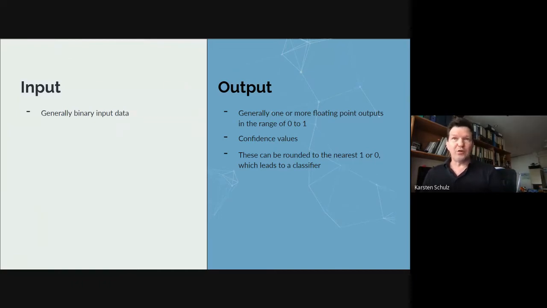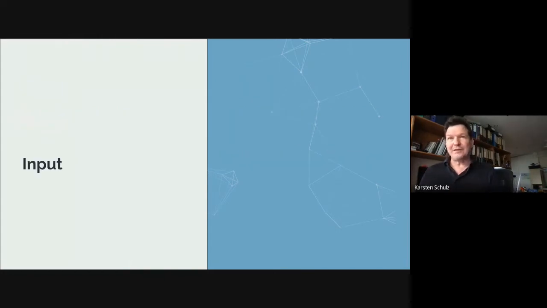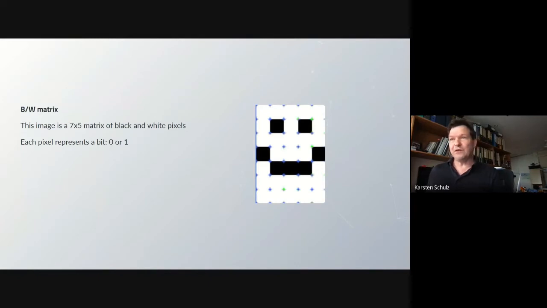And when you round these confidence values to the nearest 1 or 0, then we get what we call a classifier. This one, the AI tells us it's an apple. Okay. Good, let's look at that in a bit more detail. So let's look at it from the input side first. So we start with the black and white matrix. Here you see the image of an emoji. We have got a 7x5 matrix here. It could be any different size. We just use this as an example. Okay, and each pixel represents a bit, a 0 or a 1. So far, so good. So now we need to decide what represents what.